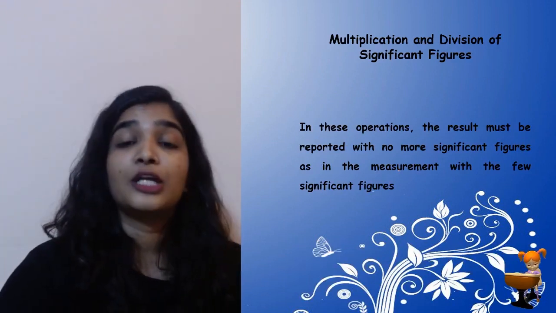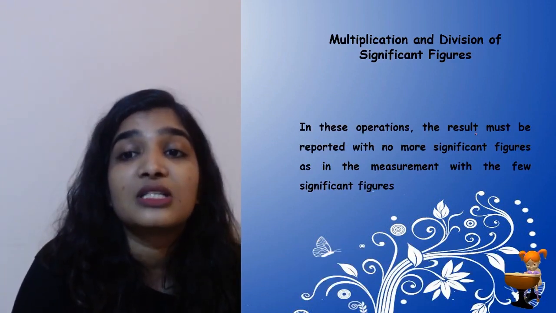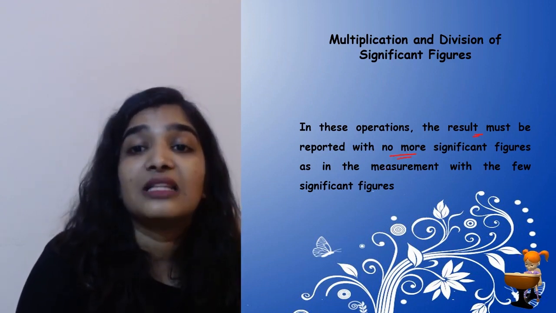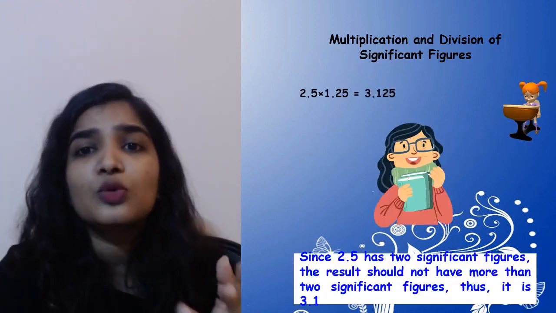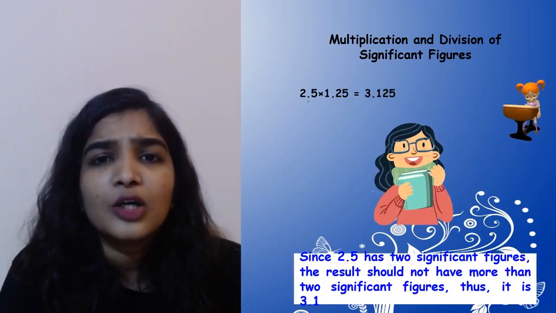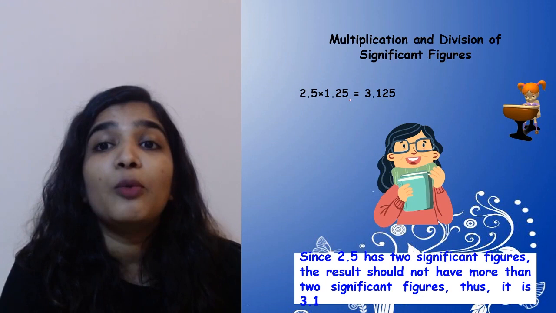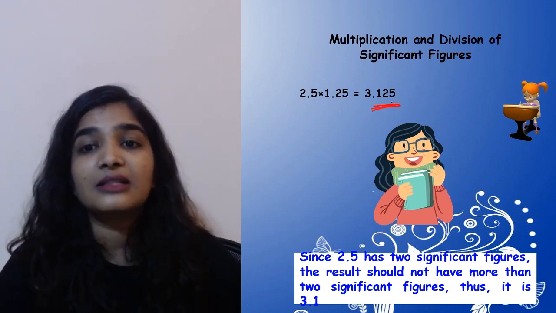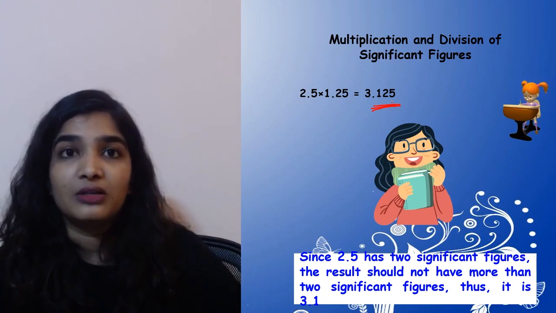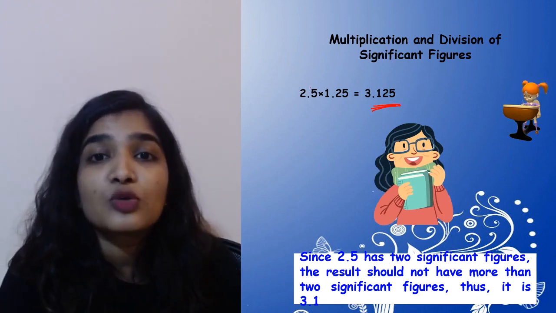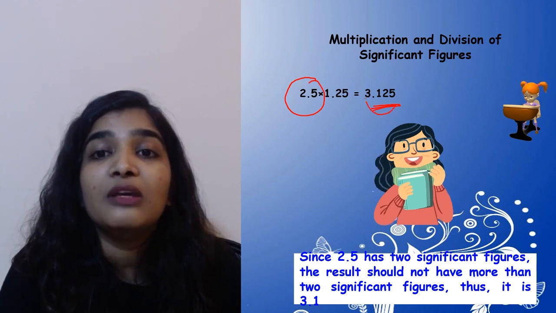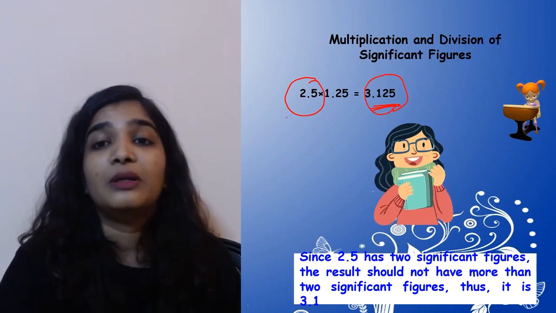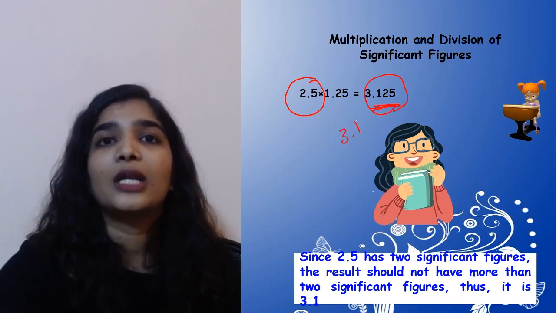Now, even in multiplication, in these operations, the result must be reported with no more significant figures as in the measurement. That means you will have two numbers, here 2.5 into 1.25. But in the answer, how many significant figures do you have? 2.5 has only two significant figures. So even your answer has to have two significant figures only. So it will be 3.1.